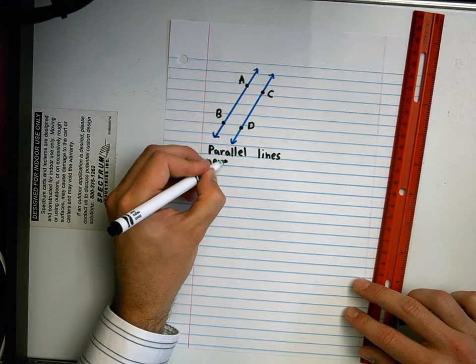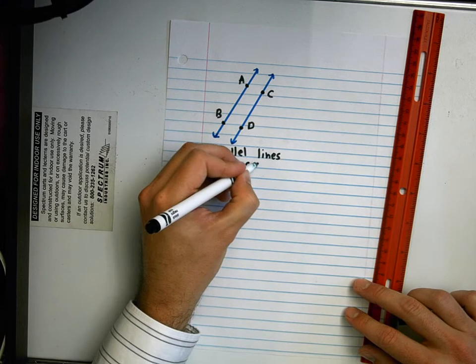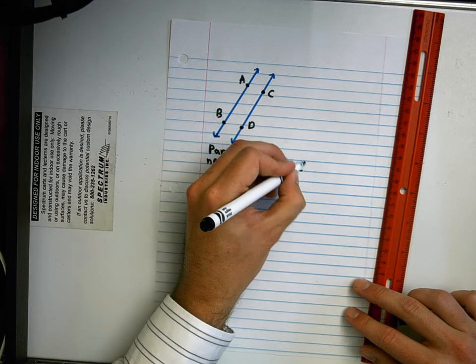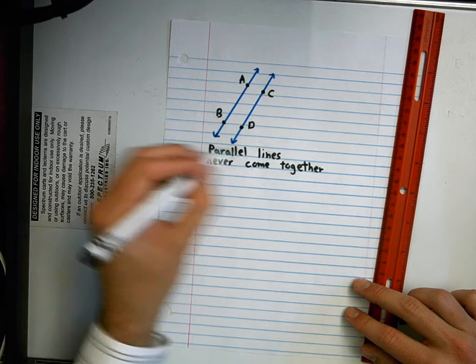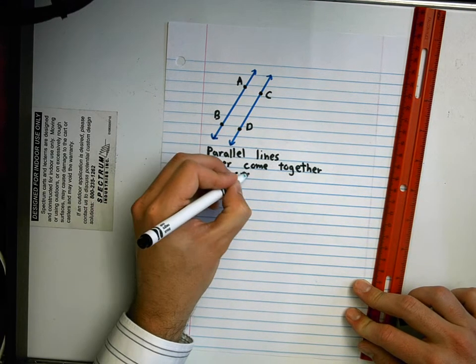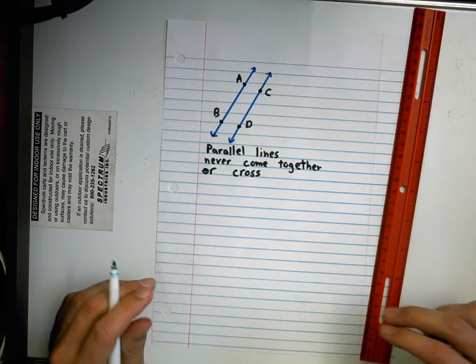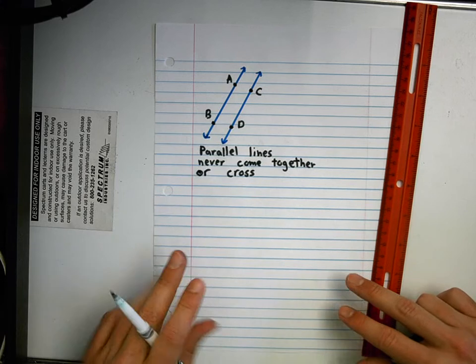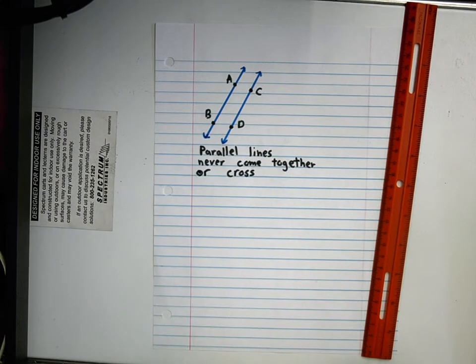never come together or cross. They never come together or cross. Okay? If they continue in both directions, this way and this way, they will never meet each other.